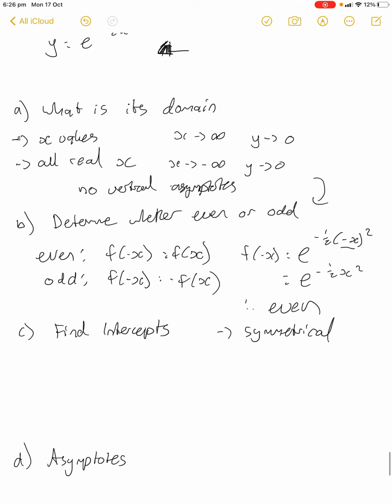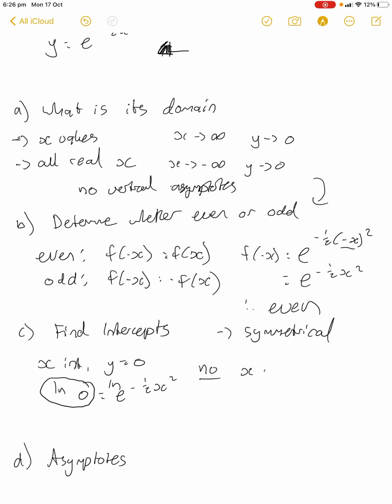Find the intercepts. So we can find the x-intercept when y is equal to 0. Now, what you will notice is that we can't actually do this. If we attempt to solve this by taking the natural log of both sides, this does not exist. We can't have this. So there is no x-intercept. It's similar to how we have no y-intercept when we look at logs.